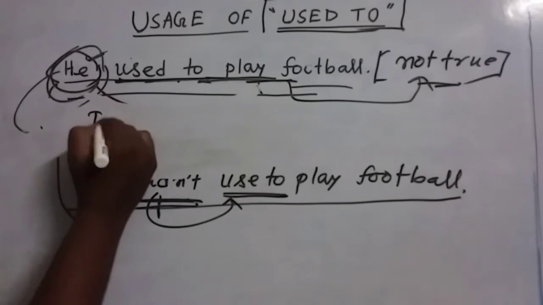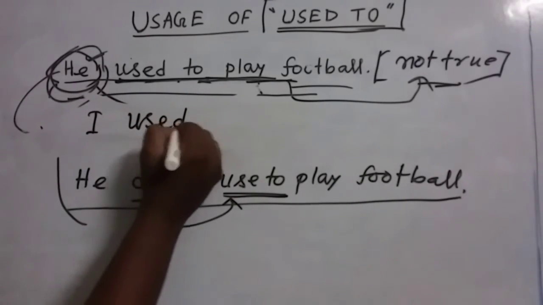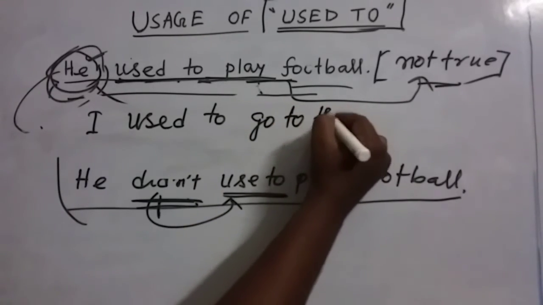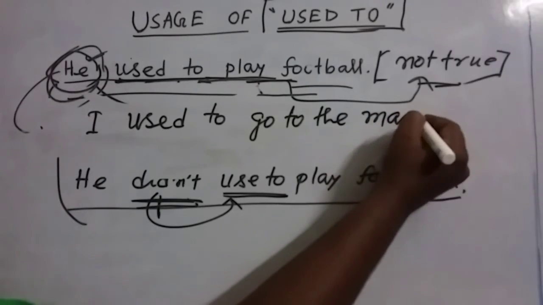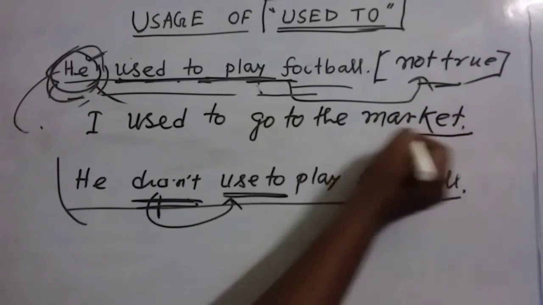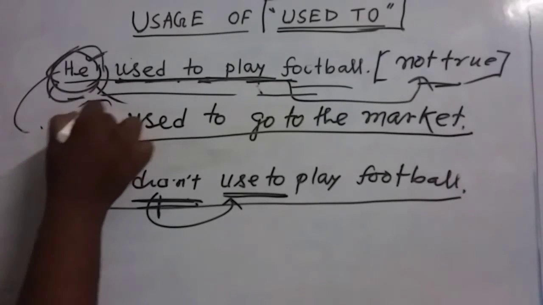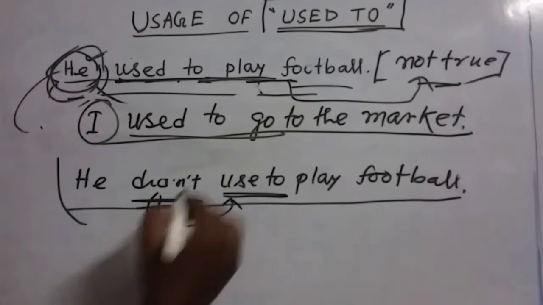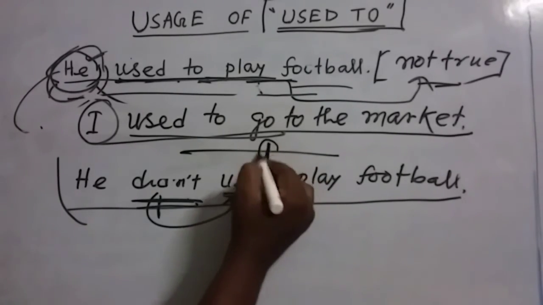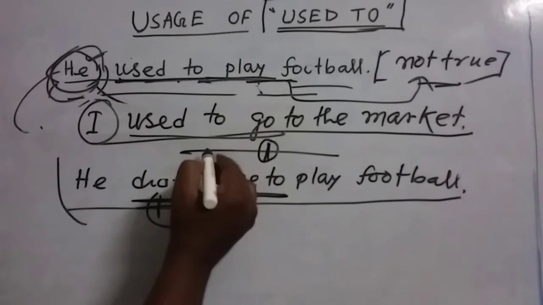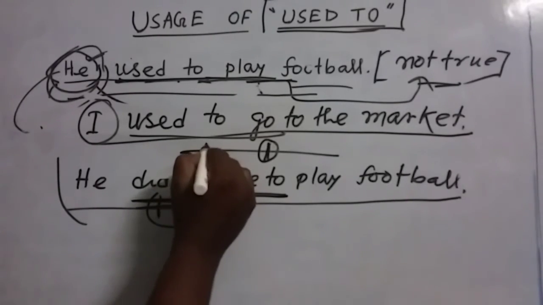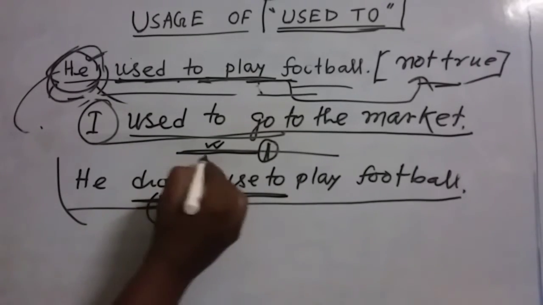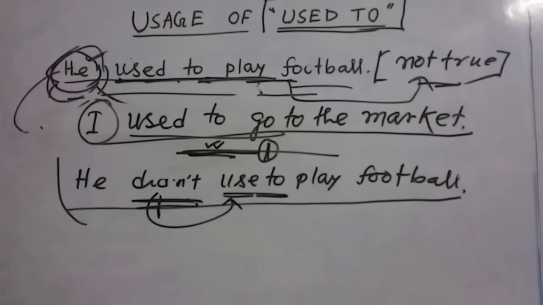Suppose the sentence is "I used to go to the market." Think about this sentence. Here the subject is I. It means in a past time, suppose we are here, this is the present moment, in past time we used to go to the market. Here, this activity was true. It was my habit. Each and every day I used to go to the market.